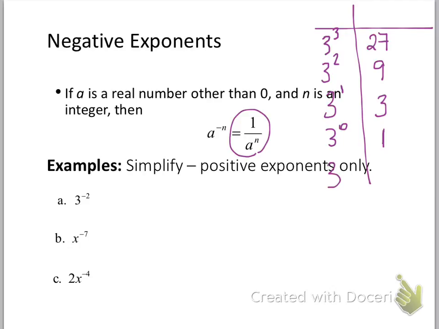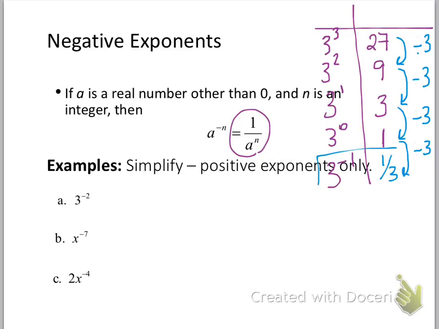So what would 3 to the negative 1 mean? In order to understand that, I need to look at how the simplified side is changing. How do I get from 27 to 9? I divide it by 3. 9 to 3, divide by 3. 3 to 1, divide by 3. 1 divided by 3 is 1/3. So 3 to the negative 1 is 1/3.